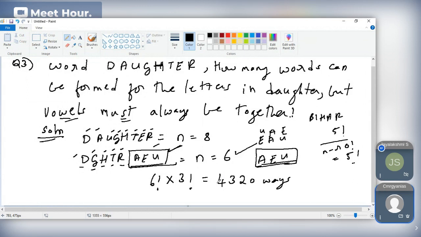Yes, sir, got it. Separately, we have to arrange for vowels. Okay, so here you should consider it only as 6 because I'm taking out this A, U, E and putting it only under one unit. And D, G, H, T are separately I'm keeping. Okay.